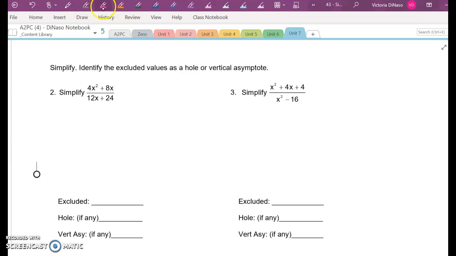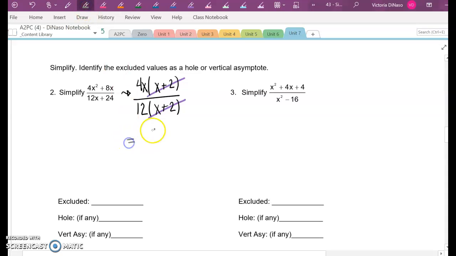To start with, you're going to take this entire thing and factor it. In the numerator, I'm going to GCF 4x. What's left over in the numerator, in parentheses, is x plus 2. In the denominator, you're going to GCF again. I'm going to pull out a 12. What's left over in the denominator's parentheses is x plus 2. Here, I'm able to cancel the x plus 2 with x plus 2. So what we have left over is 4x divided by 12.